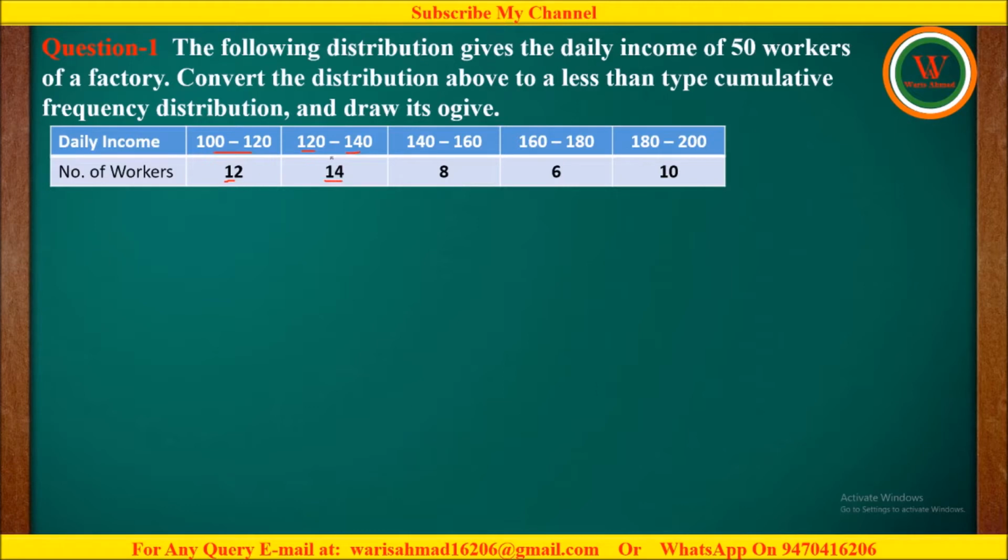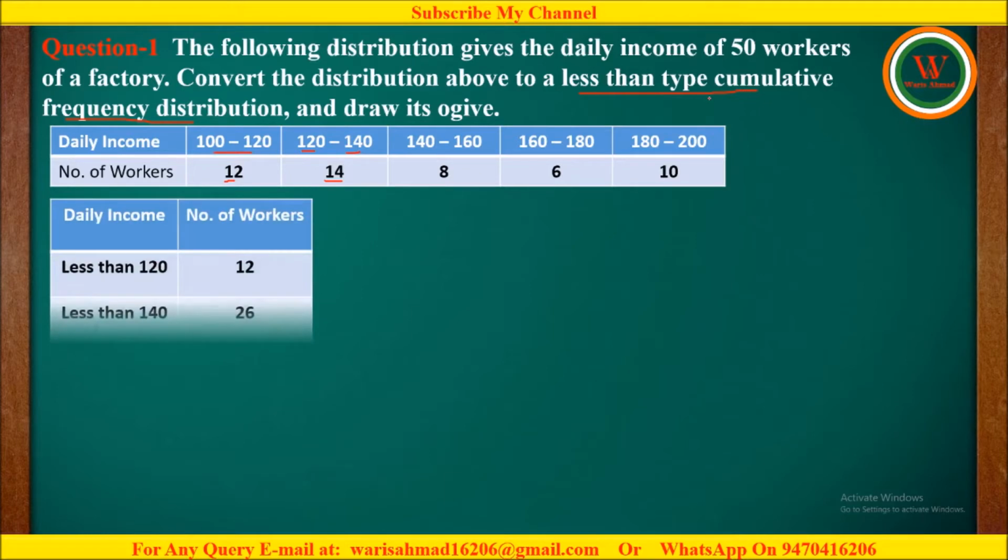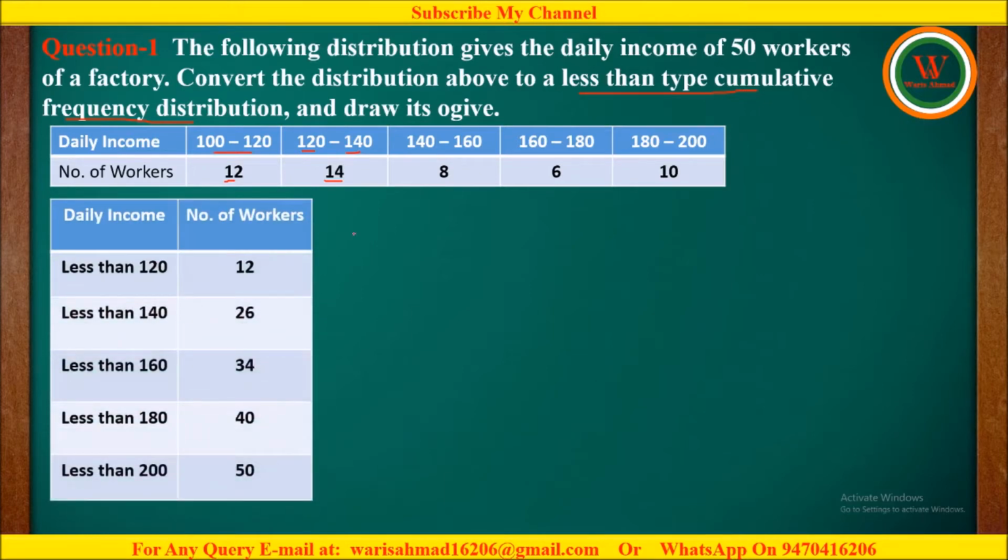So first of all, we have to convert the distribution into the less than type cumulative frequency distribution. So let us see how to convert it. For this, we have to draw a table with two columns. In the very first column, we have to write down daily income. In the next column, we have to write number of workers. Now here we have to write less than 120. Here we have to select the upper limit of each class interval. Less than 120, then less than 140, less than 160, less than 180, less than 200.